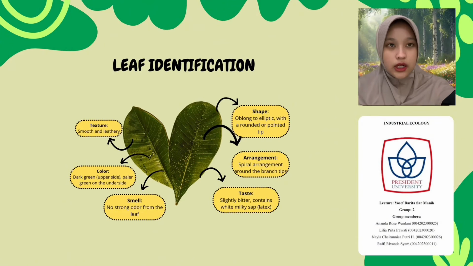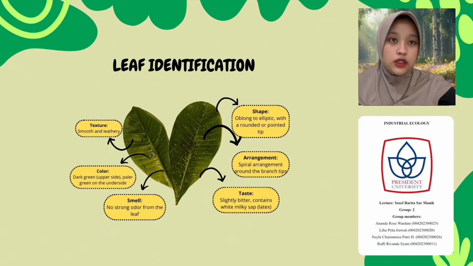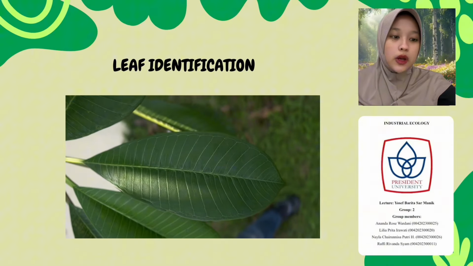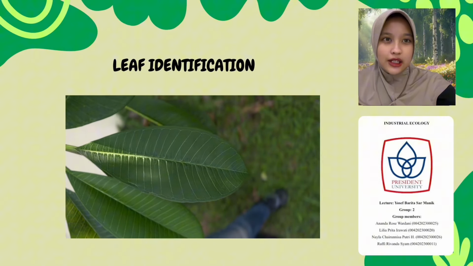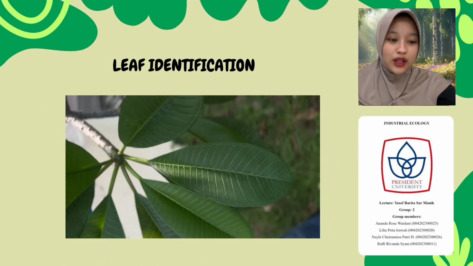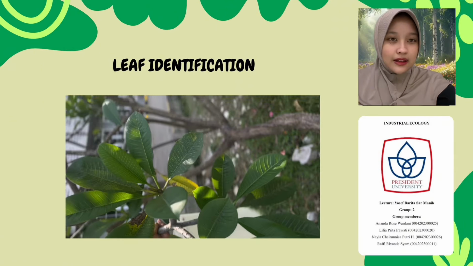The texture is smooth and leathery, and the color is dark green on the upper side and paler green on the underside. The smell is not strong, and the shape is oblong to elliptic with a rounded or pointed tip. The arrangement is spiral around the branch tips, and the taste is slightly bitter, containing milky latex.